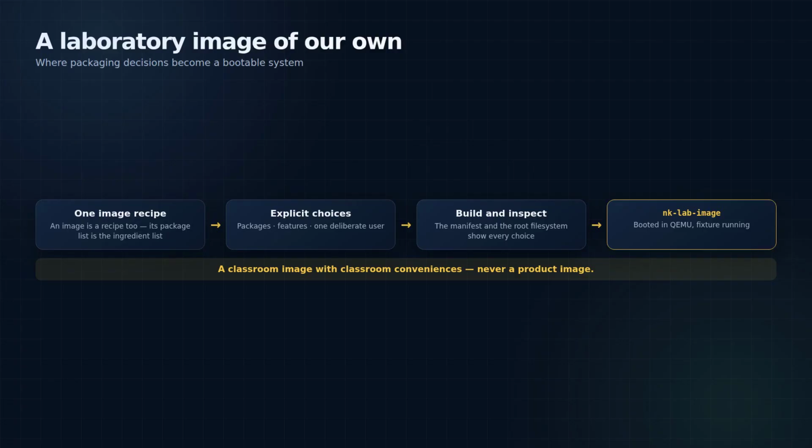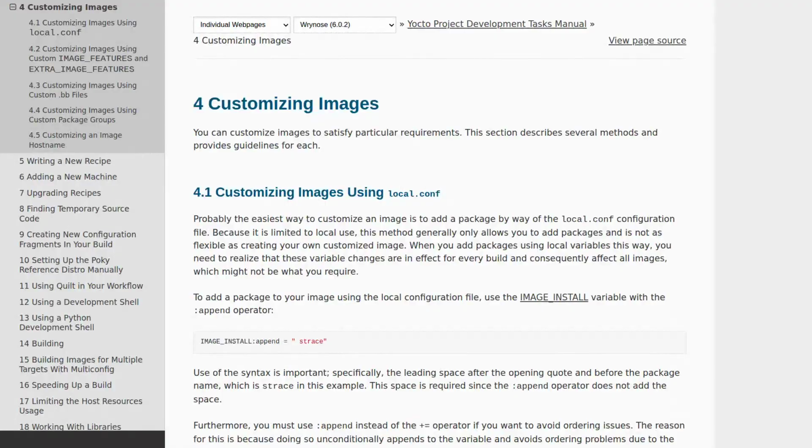The result is NK Lab image, a classroom image, and honest about being one. The development manual's chapter on customizing images is short and opinionated in a useful way. You can add packages to an image from your local configuration, and the manual shows how, but it treats that as a quick experiment, because local configuration belongs to one machine and one developer. The durable method is the one we will use. Write your own image recipe in your own layer and state the package list there. That file is versioned beside the recipe it installs, reviewable in the same change, and portable to any workspace that stacks the layer. The quick way proves a point.